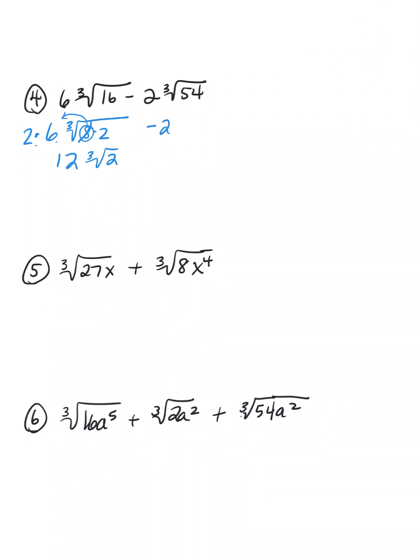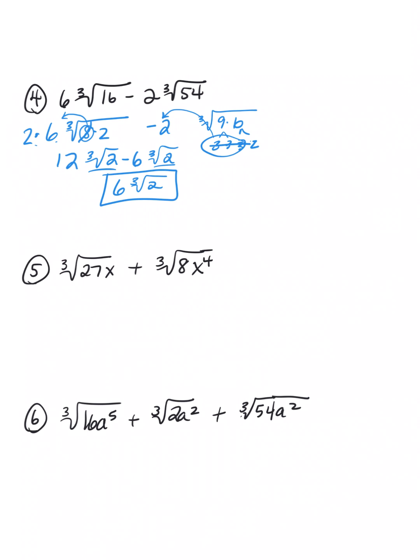Now what happens back here? Let's leave that minus 2 for just a second. 54 is going to be what? 9 times 6. Keep going. You can go 3 times 3 times 3 times 2, right? Here's a group of 3's. Those 3's can come out, so that would multiply this right here. So this would be minus 6. What's left over under the cube root is the 2. So it now matches. Now we can collect these terms together because the radicals are the same. So 12 minus 6 is 6 cube roots of 2. Notice what's under the radical did not change.